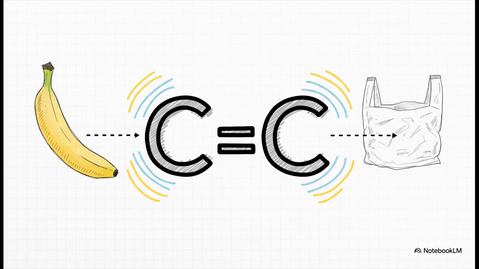And the answer is the carbon-carbon double bond, this little guy right here. This single feature is what defines an alkene, and it's the key that unlocks an absolutely incredible range of chemistry, from natural processes happening in a piece of fruit to massive industrial manufacturing.